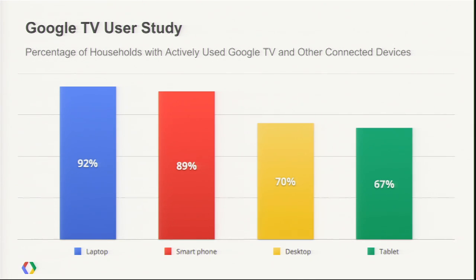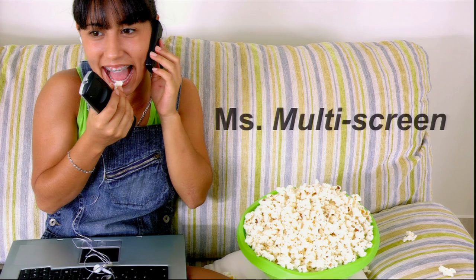Given this data with the data in the previous slide, we can see that the probability of somebody actually having and using a second screen device in their living room while they're watching TV is very, very high. It's well into the majority of people. So what you may think it is now is this situation here, and we're going to call her Miss Multi-Screen.